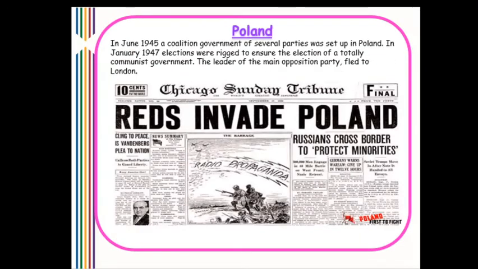Poland, again, similar pattern. In June 1945, a coalition government of several parties is set up in Poland. In January 1947, elections were rigged to ensure the election of a totally communist government, and the leader of the main opposition party fled to London.